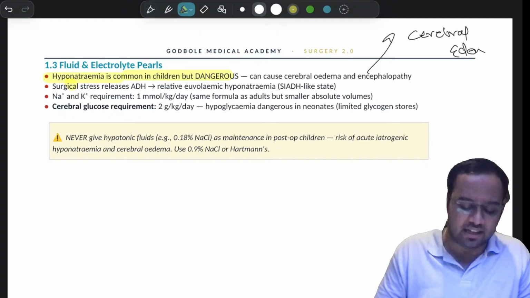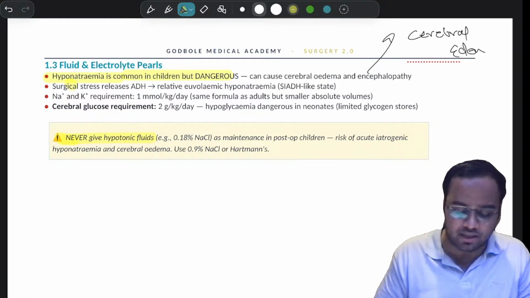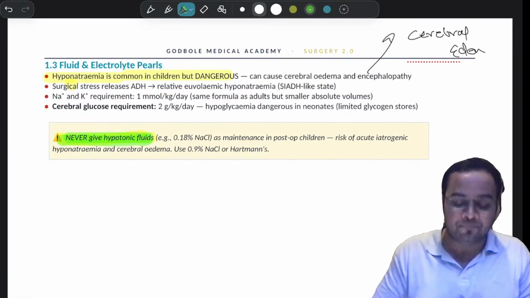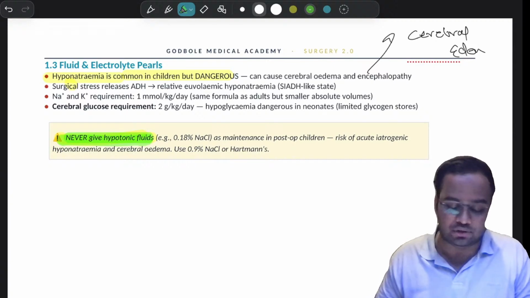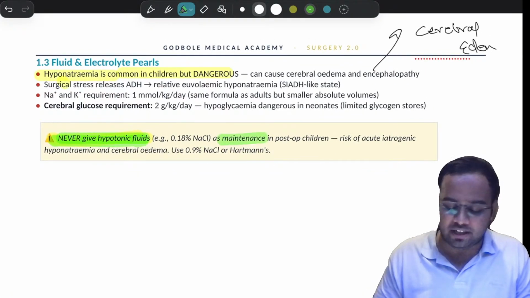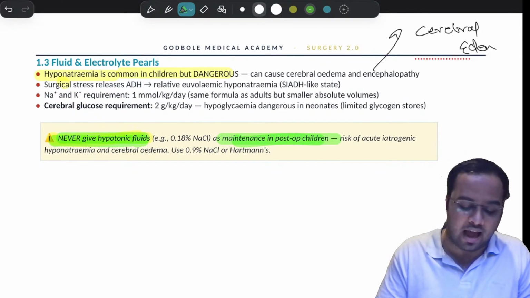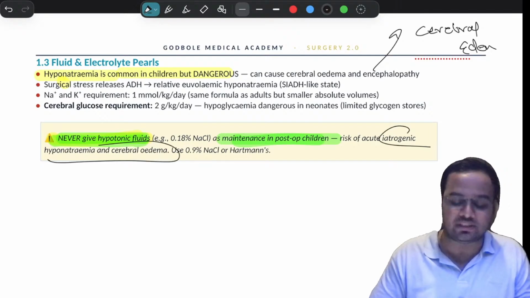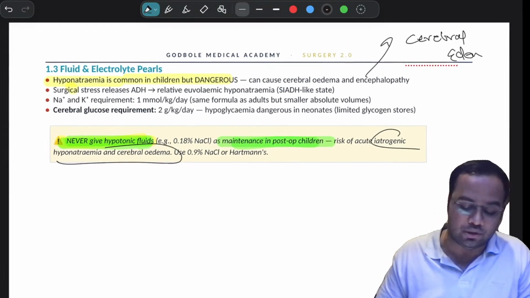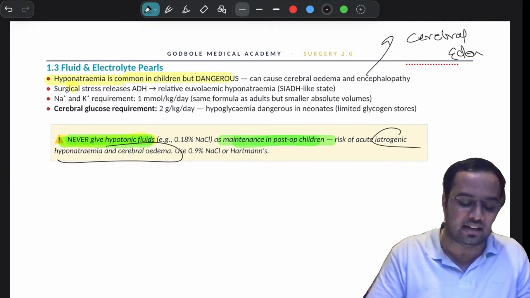Hence, always remember that no hypotonic solutions are to be given to the child. That's what is given in the orange box. No hypotonic solutions should be given to the child as post-operative maintenance, because there is a risk of iatrogenic hyponatremia and diffuse cerebral edema. So no hypotonic solution should be given. So DNS is contraindicated in the child always.